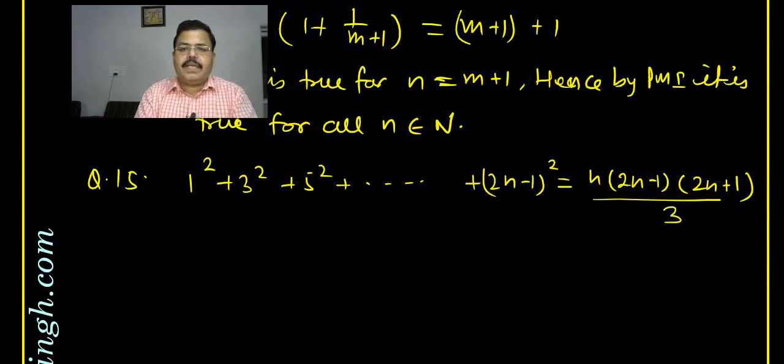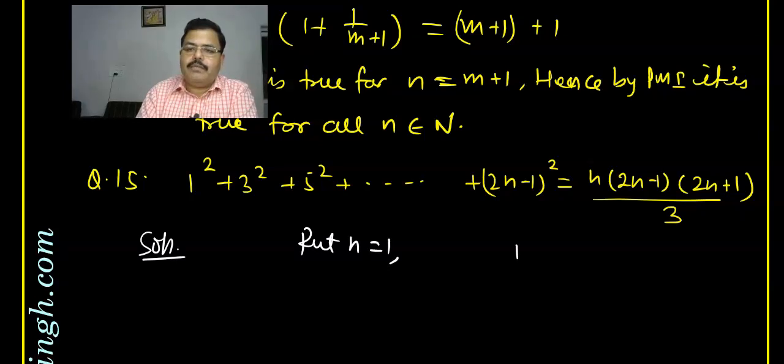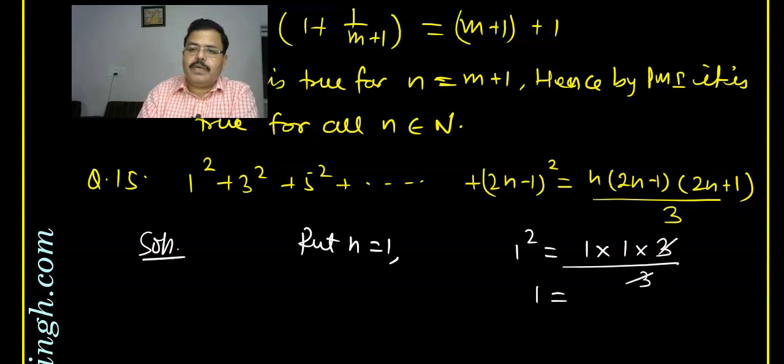This can be solved in a similar way. Solution. Put n is equal to 1 here. So 2 into 1, that is 2 minus 1, 1 square, and that will be 1 into 2 into 1, 2 minus 1 is 1, and 2 plus 1 is 3, divided by 3. So 3 cancels, 1 is equal to 1. So which is true, right.